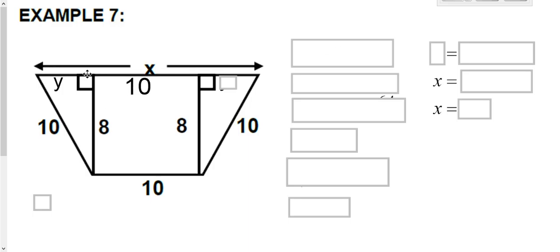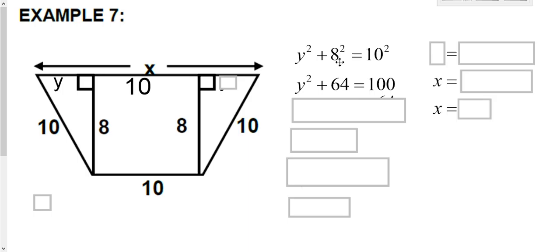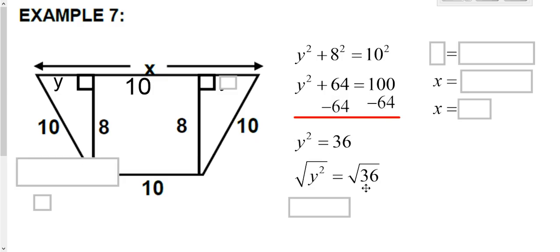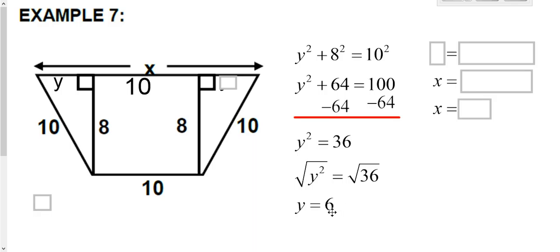So setting up this right triangle with Pythagorean's theorem, we should get this leg squared, y squared, plus this one, 8 squared, equals the hypotenuse squared. So we'll square both of these numbers, and it looks like this. 8 squared is 64, 10 squared is 100. Now we'll isolate the y squared term here by getting rid of this plus 64 with minus 64. We end up with y squared equals 36. Now we're ready to take the square root. And the square root of 36 here is 6. So this little piece here is 6.